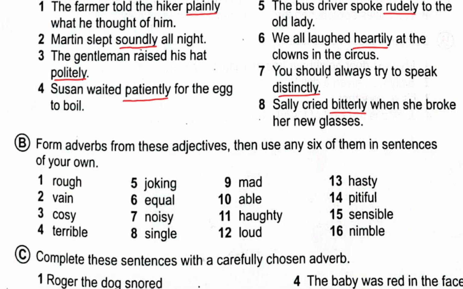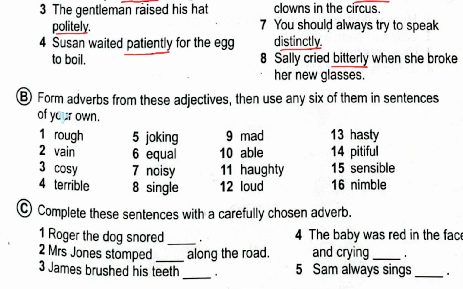Now B number exercise, let's do. The question of B number exercise is, form adverbs from these adjectives, then use any 6 of them in sentences of your own. Here I'm just writing or making the adverbs. It will be your duty to make or use them in sentences. So here, rough will be what? Rough will be roughly. Vain will be vainly, only ly will be added here.